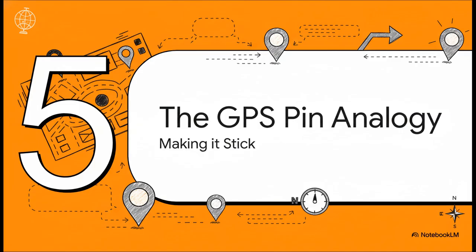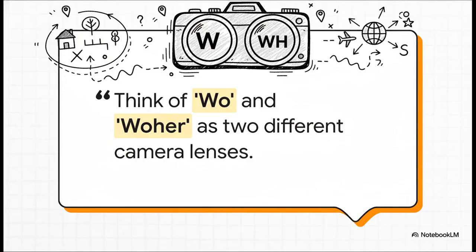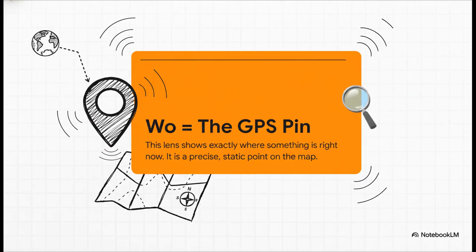Now, I get it. This can still feel a little abstract. So let's use a fantastic analogy that is going to make this concept totally unforgettable. Just imagine for a second you have a camera with two very special lenses, and each lens is designed to capture a completely different kind of geographical information. So the wo lens, that's your GPS pin. You use it when you just want to drop a pin right on a location. It shows you exactly where something is right at this very moment. It's precise, it's static. It's the simple answer to, where is it?